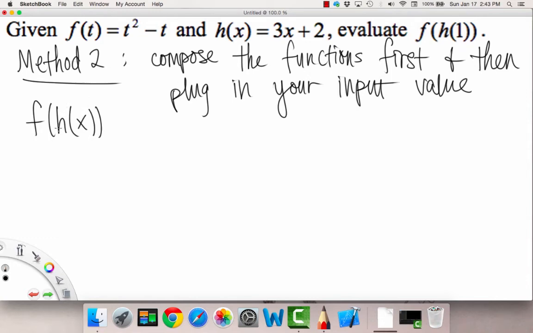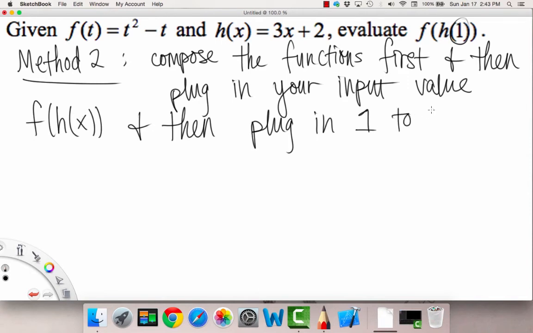Okay, so what we're going to do is find this first, and then plug in a 1, in this case, because we want to find f of h of 1, right? And then plug in 1 to this function, to this single function, okay?